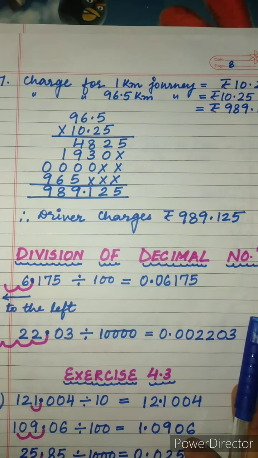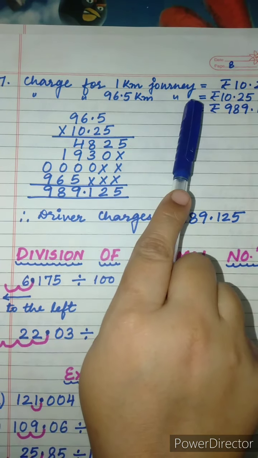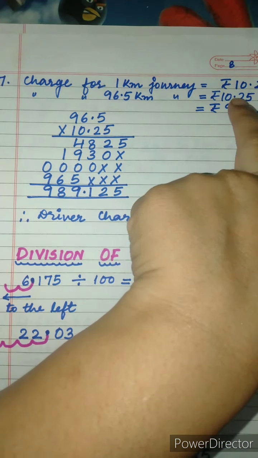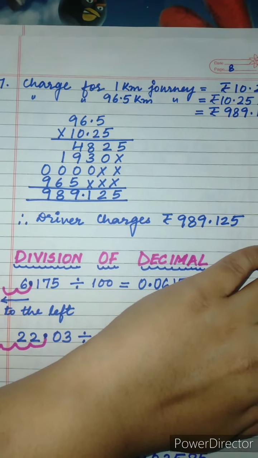Now question number 7. We are given the charge for 1 kilometer journey is rupees 10.25. That is, taxi driver is charging rupees 10.25 for 1 kilometer journey, and we have to find out that how much amount of money will be charged by him for 96.5 kilometer journey. 1 kilometer journey का cost हमें पता है, so we can easily find out the cost of 96.5 kilometers. How? We are going to multiply these two numbers.